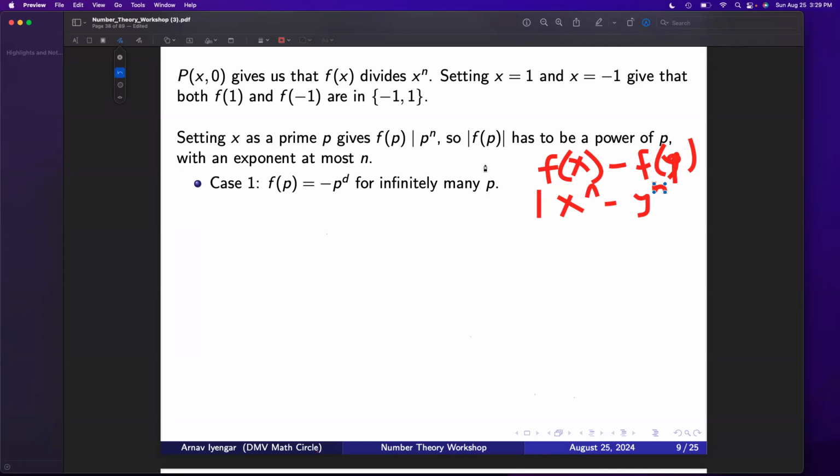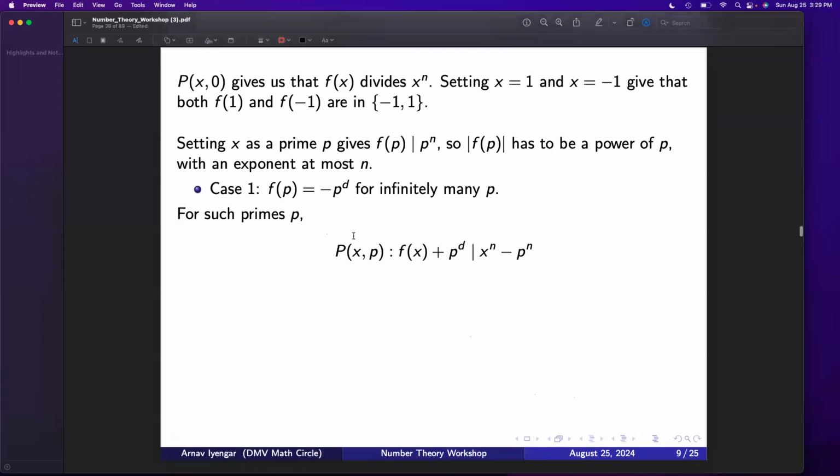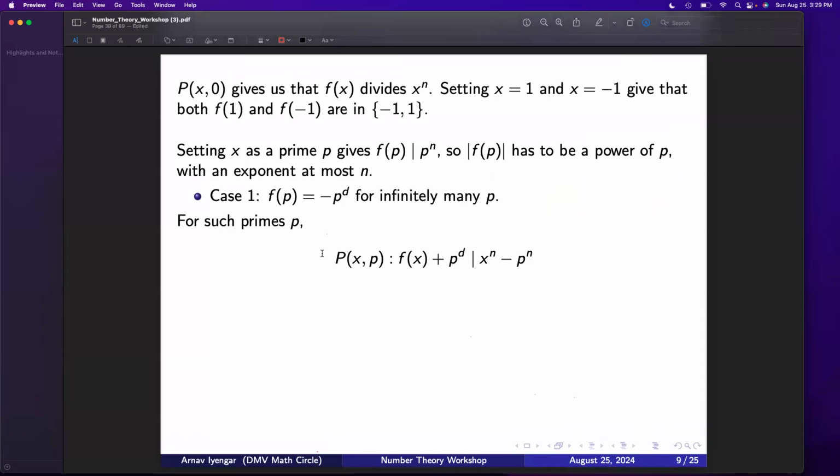There are going to be infinitely many primes where this is not true, but you can really focus on the fact that the function negative p to the d has infinitely many values where f is equal to this function. So if you plug in such primes p, you'll have f of x plus p to the power d divides x to the n minus p to the n. What you're trying to get here is a linear combination of the left-hand side and the right-hand side of this divisibility, where the left-hand side, f of x plus p to the power d, has p inside it, but the linear combination shouldn't have a p inside it, and should only be in terms of x, n, and p.